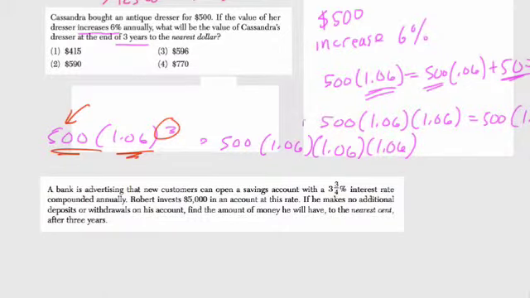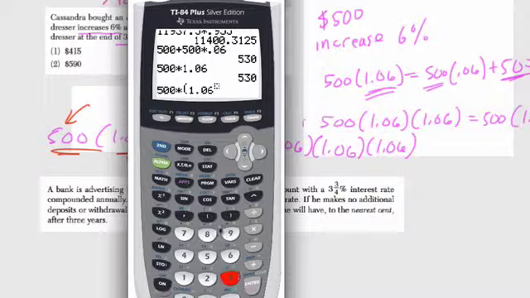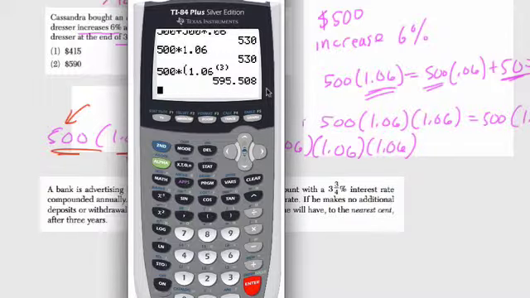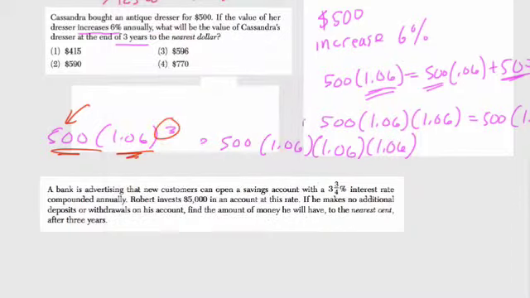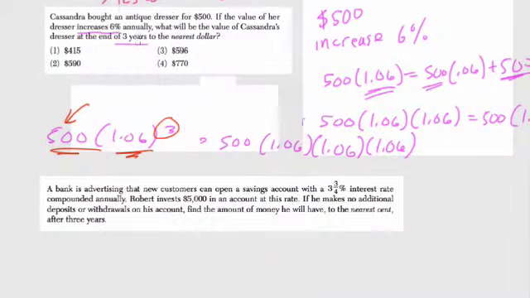So let's figure this out. We've got 500 times 1.06 to the third power. I put in an exponent, so let me fix that. Oh, it worked anyway. 595.508. They want us to the nearest dollar, so we round up to 596, or choice 3.